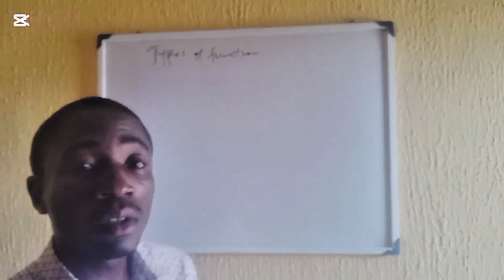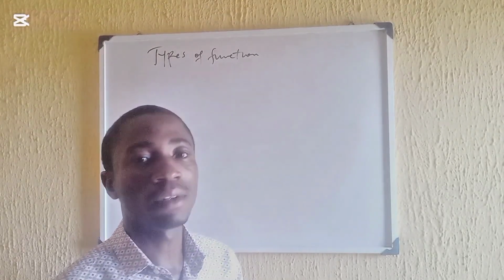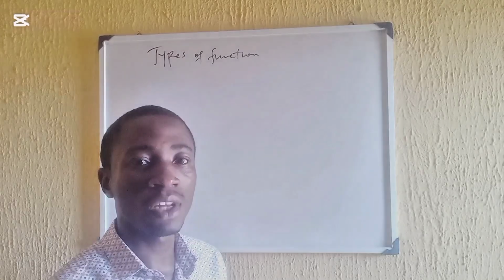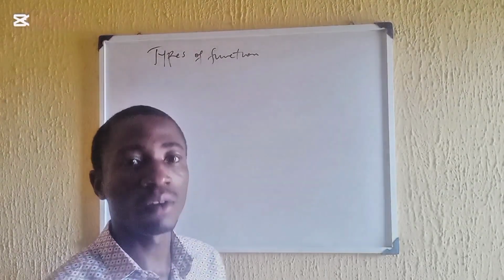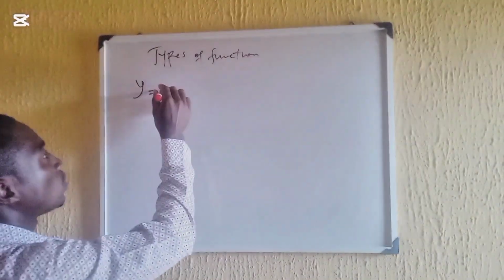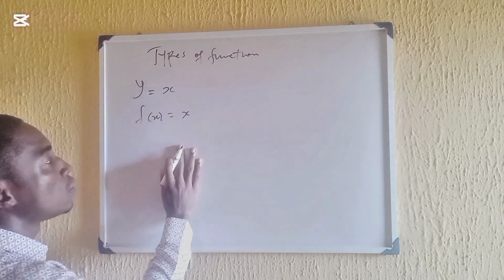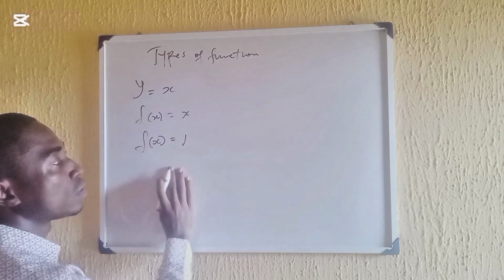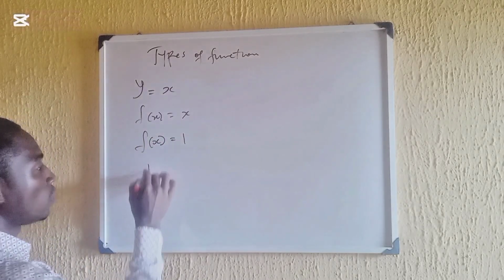Okay, the second one is the identity function. It is a function that returns the input value as the output value. In other words, the output value of the function is the same as the input value of the function. Here we have the equation y is equal to x, or f of x is equal to x. So if x is equal to 1, that means f of x is equal to 1. So that is what the identity function is.